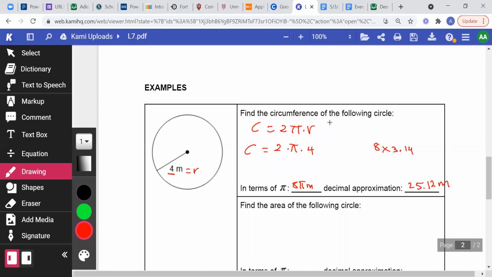meters. So sometimes in your test, they might just ask you to find the circumference of a circle in terms of pi. If it's in terms of pi, just make sure you find the radius, you multiply by 2, and you put pi by the side. But if they say in decimal form, just find the radius and then replace pi by 3.14 and then do your calculation, okay?